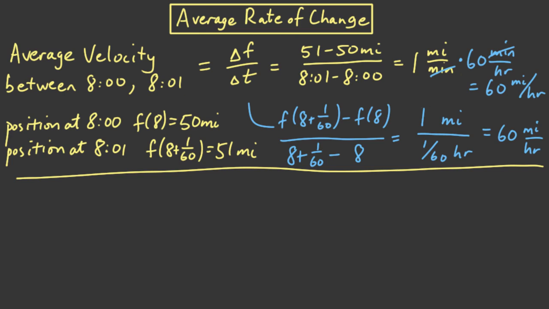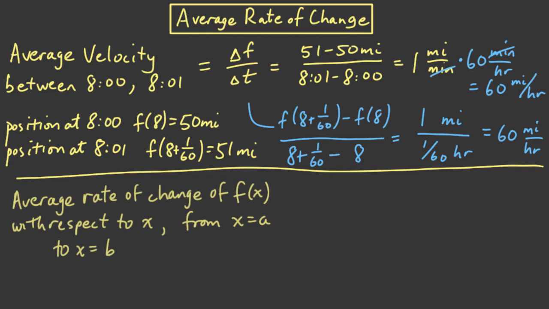For instance, if you have some amount of gas, maybe some steam, then if you change the temperature of the gas, then the pressure changes. So pressure is a function of temperature, and we could talk about the average rate of change of pressure with respect to temperature, as the temperature goes from such and such to such and such. In general, if you have any function f with some input variable x, then you can talk about the average rate of change of f of x with respect to x, as x goes from x equals a to x equals b.